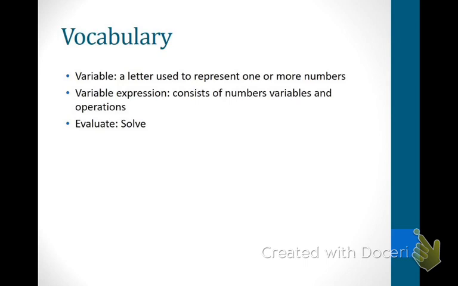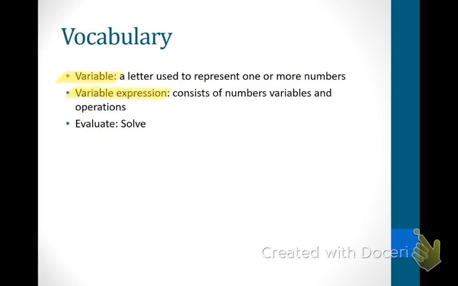Couple terms. One term is a variable. What is that? Well, it's a letter used to represent one or more numbers. Basically, I can assign it whatever value I want. Now, in an equation, there's only one value for the variable that will make the equation true. But in expressions, we can give the variable as many different values as we want, and evaluate.